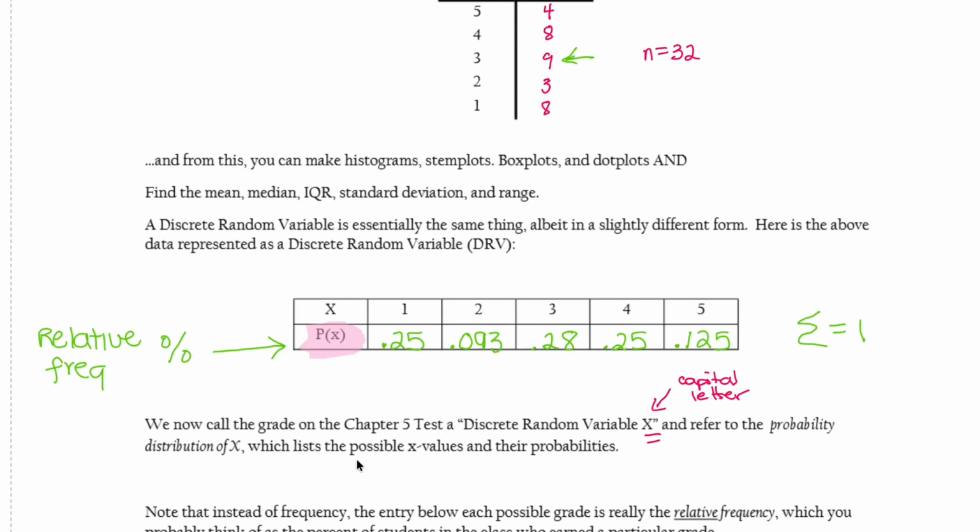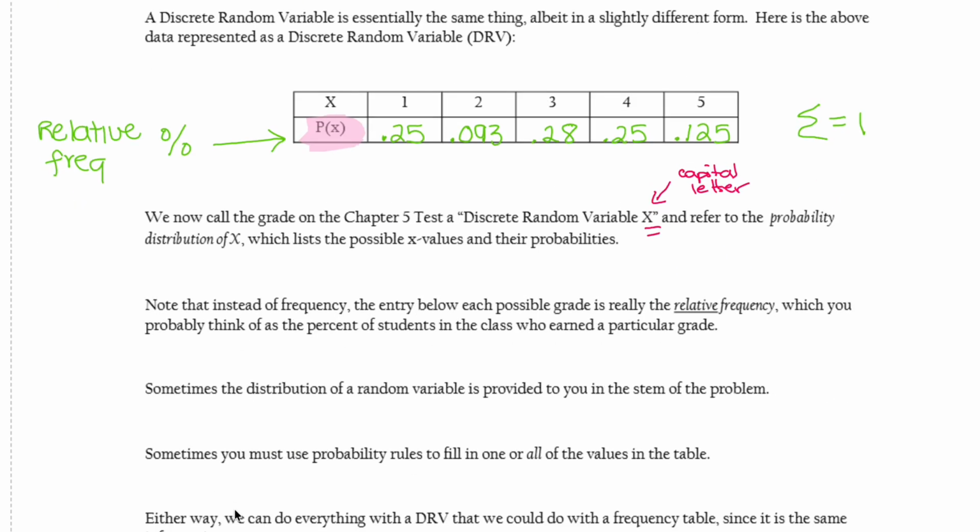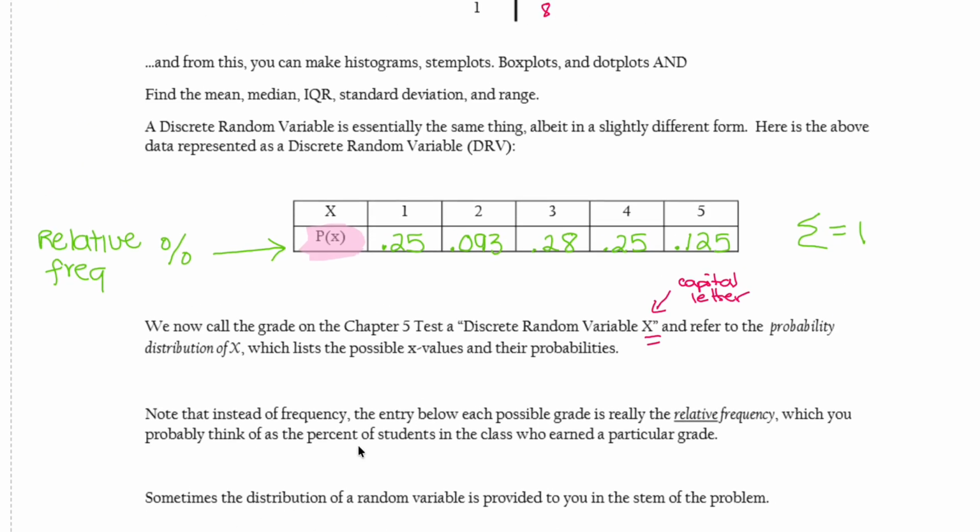We now call the grade on the Chapter 5 test a discrete random variable x. X should always be a capital letter, and we refer to the probability distribution of x, which lists the possible x values and their probabilities. Note that instead of frequency, the entry below each possible grade is really the relative frequency, which you probably think of as the percent of students in the class who earn a particular grade. Sometimes the distribution of a random variable is provided to you in the stem of the problem.